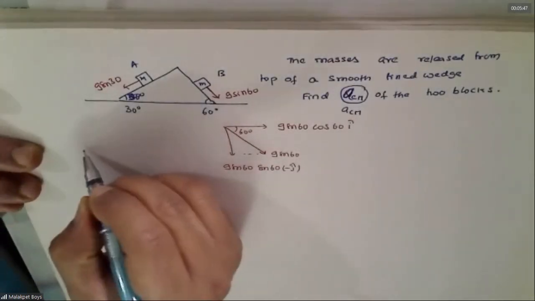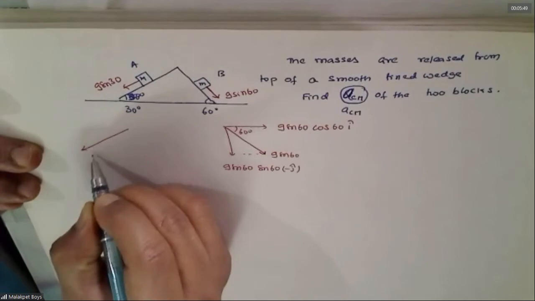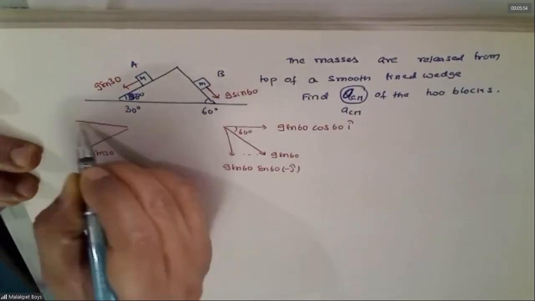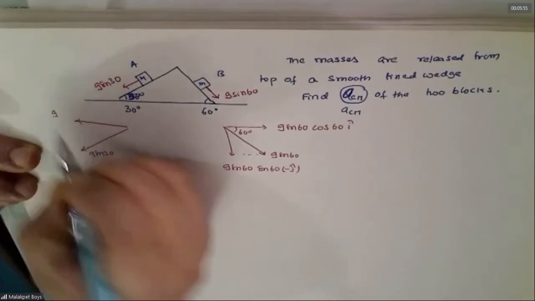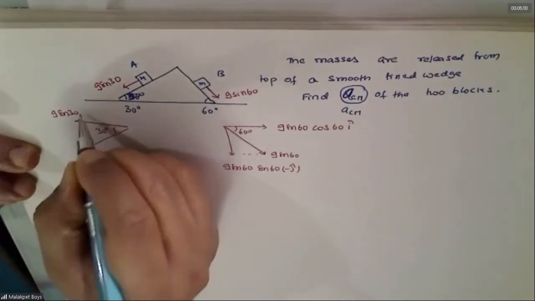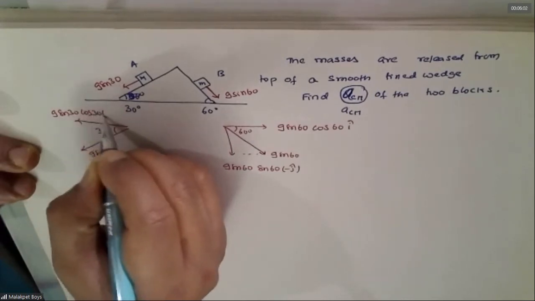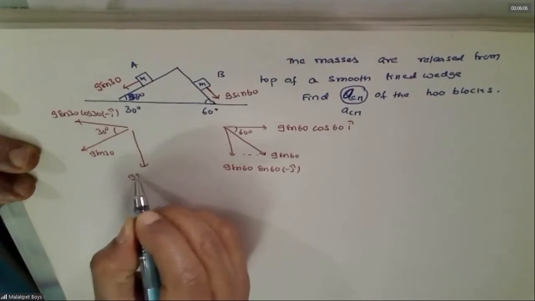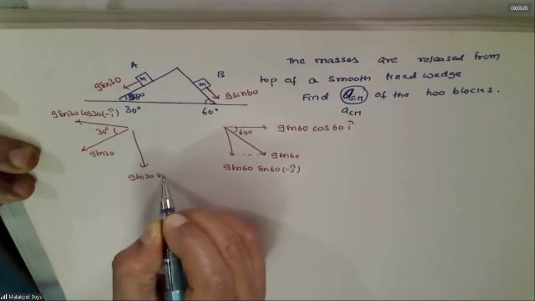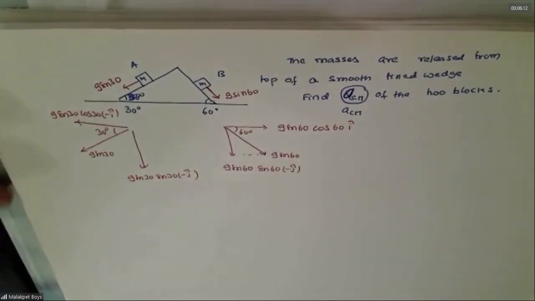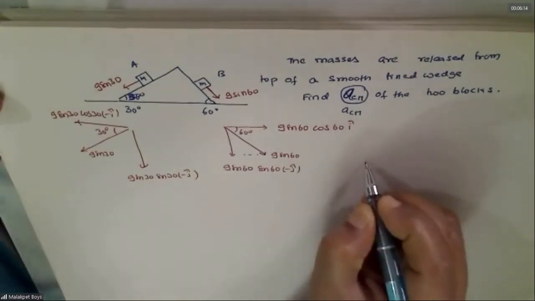Likewise, this is g sin 30. You can resolve this. g sin 30, this is 30 degrees, no? Cos 30 minus i cap. Do you know all these values now?